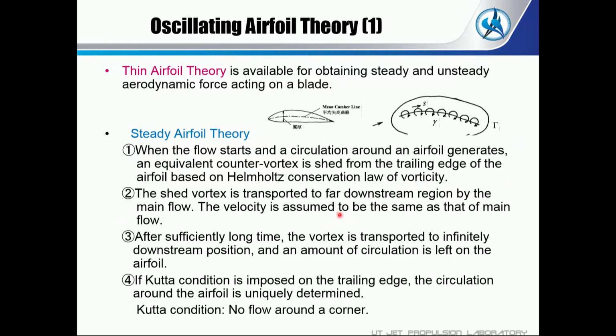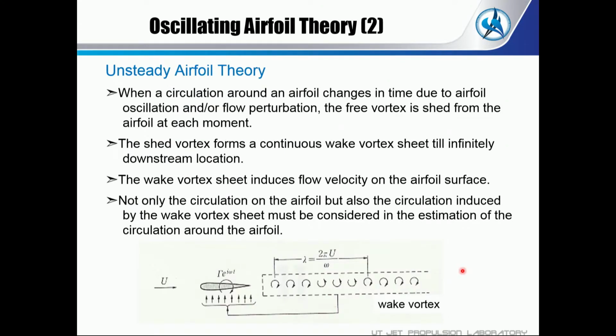And fourth, if Kutta condition is imposed on the trailing edge, the circulation around the airfoil is uniquely determined by this theory. So Kutta condition is, in this situation, there is no flow around the corner. That is a Kutta condition. And then this thin airfoil theory can be expanded to unsteady airfoil theory.